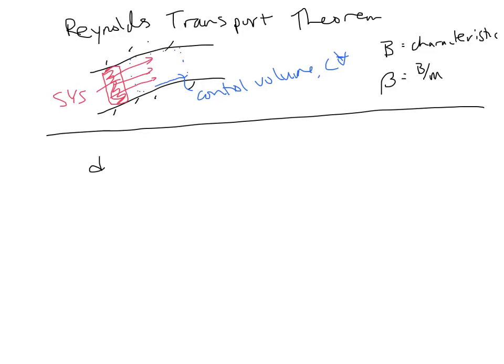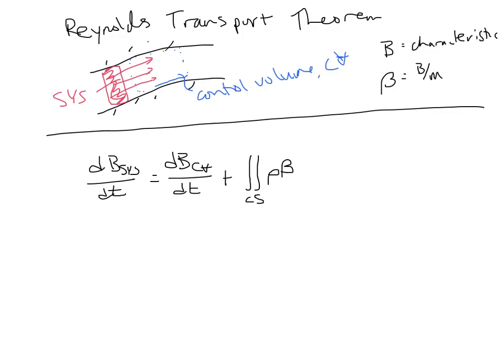The result is the following, that the time rate of change of our characteristic of the system of particles is equal to the time rate of change of the characteristic of the control volume, as long as we account for the fluxes into and out of our control volume. And the way we can do that is by integrating over the control surface, where the control surface is the bounding surface of the control volume, of the fluxes through those faces carrying quantity beta. And so we think of rho beta times V dot dA.